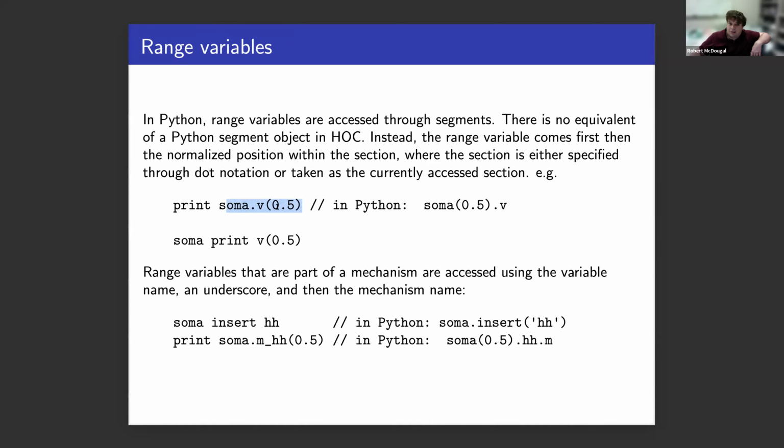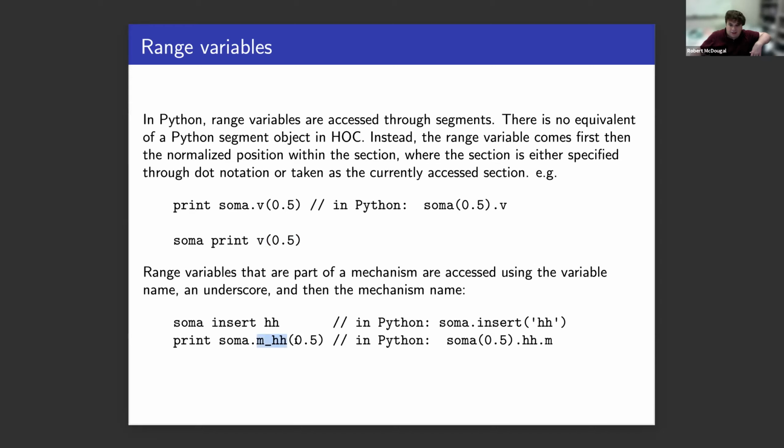The place where this gets a little bit confusing is when there's a currently accessed section. So the section can again be separated from the V, which you'd never see in Python. So if you see V of a location, that's referring to whatever the currently accessed section is.